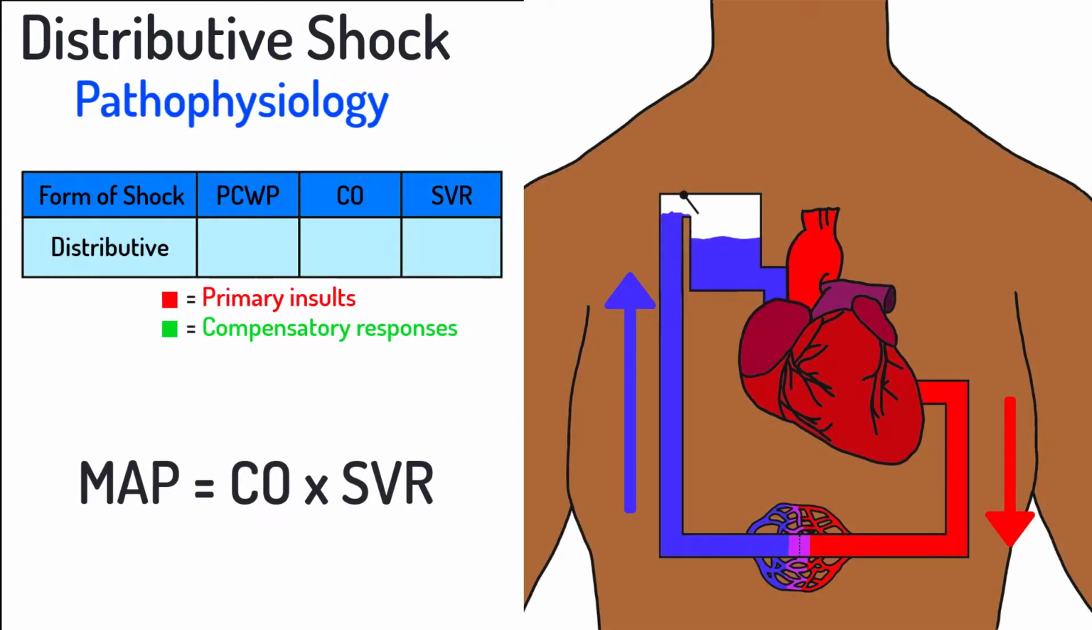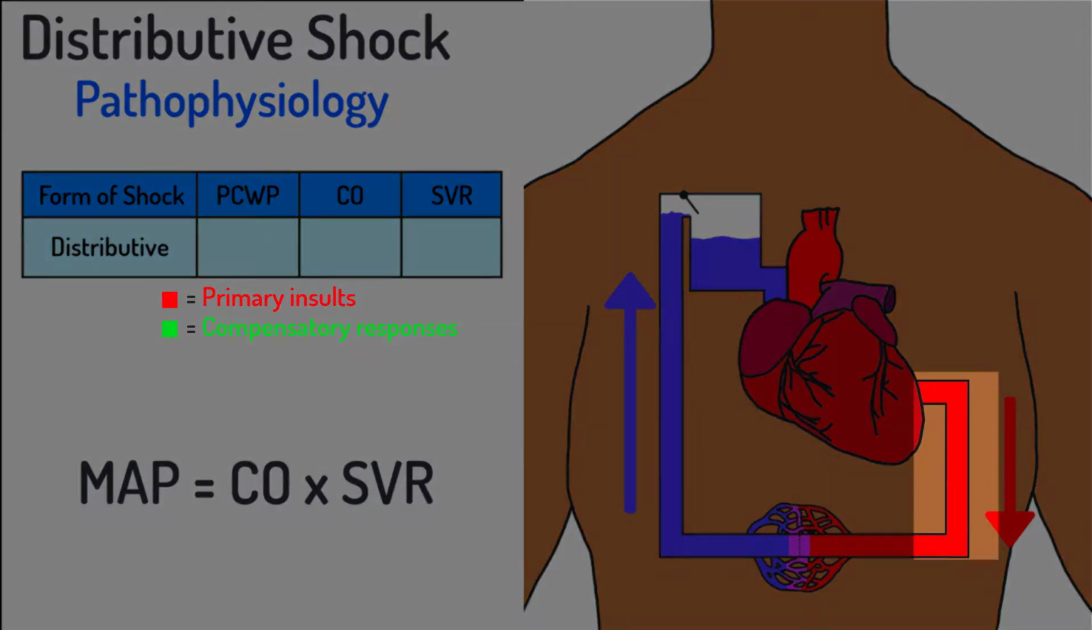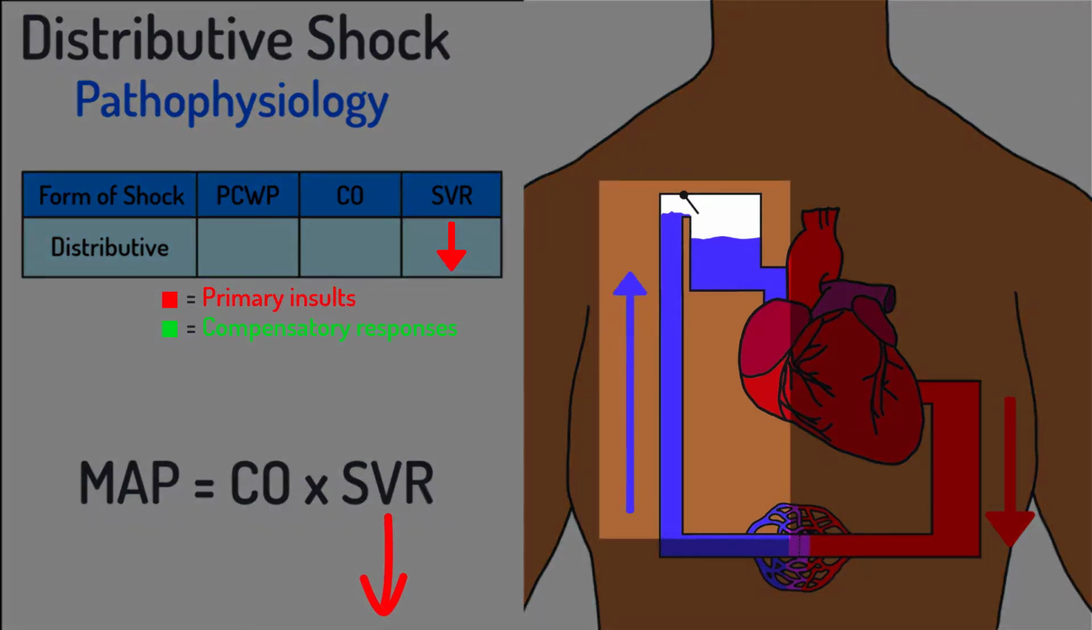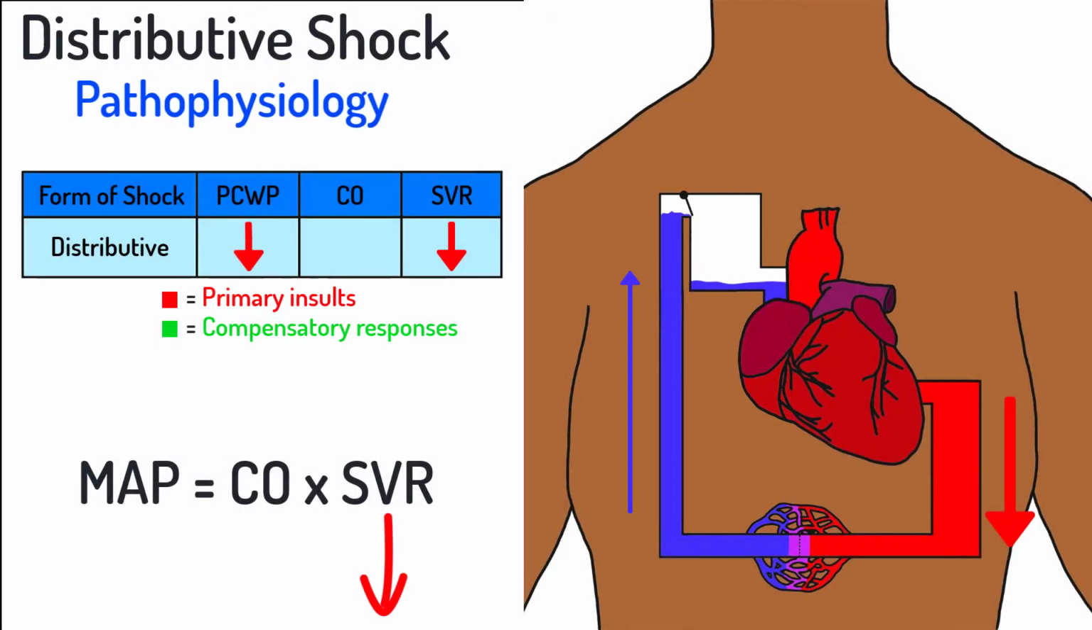Regardless of mechanism, the primary insult in distributive shock is a reduction in systemic vascular resistance, mediated through vasodilation. This has a tendency to cause sequestration of blood in peripheral circulation, causing a reduction in venous return to the heart and therefore preload. This is measured as a drop in pulmonary capillary wedge pressure.